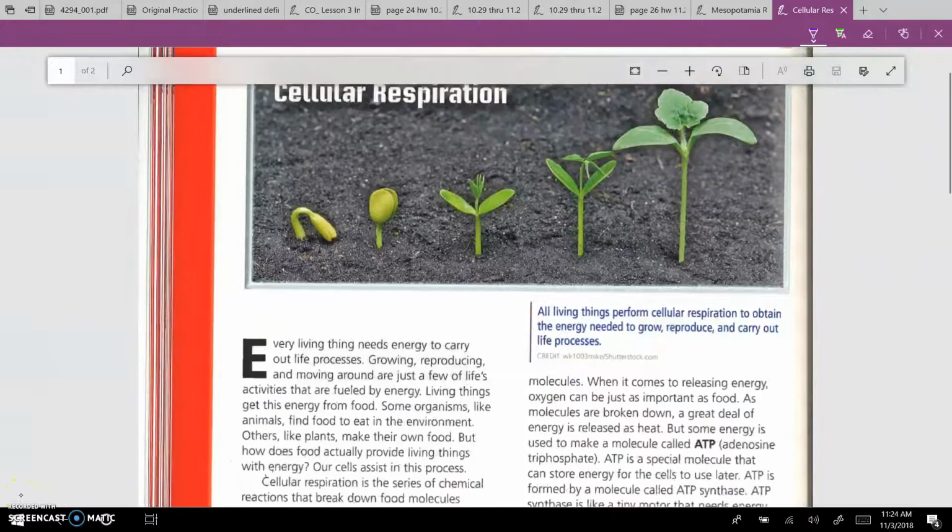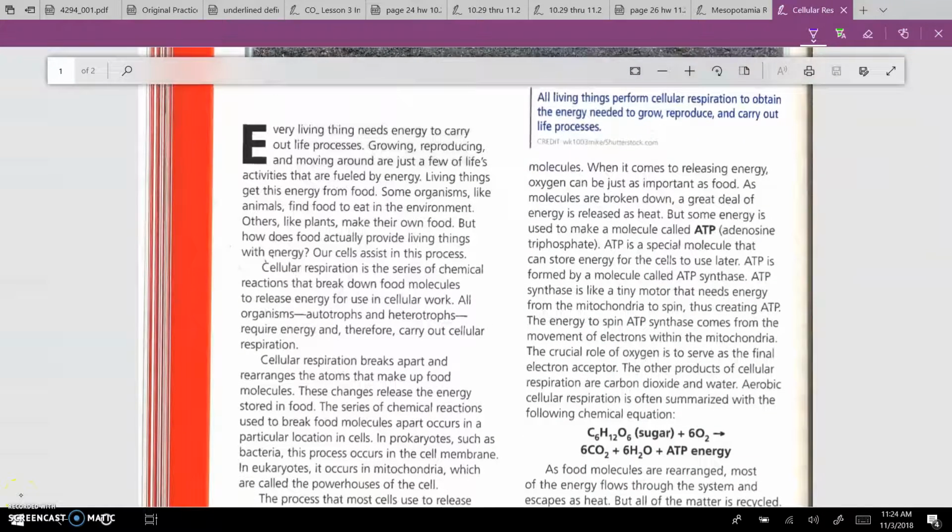Cellular respiration. Every living thing needs energy to carry out life processes. Growing, reproducing, and moving around are just a few of life's activities that are fueled by energy. Living things get this energy from food. Some organisms, like animals, find food to eat in the environment. Others, like plants, make their own food.